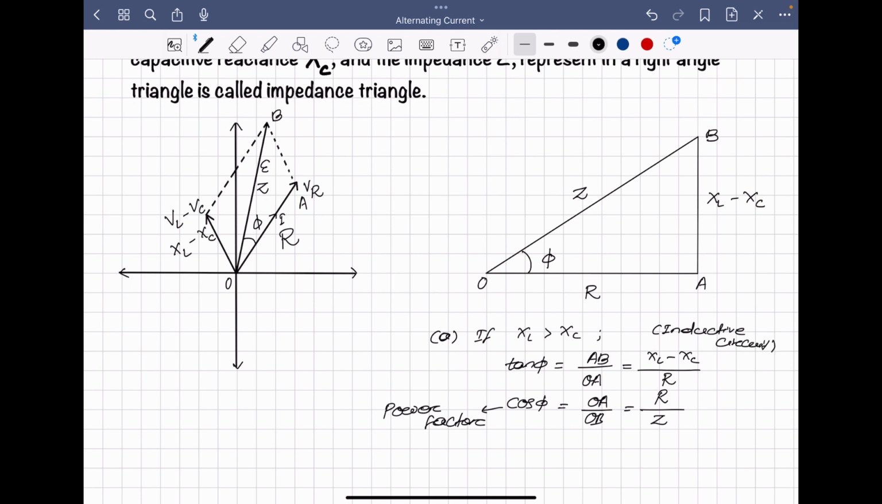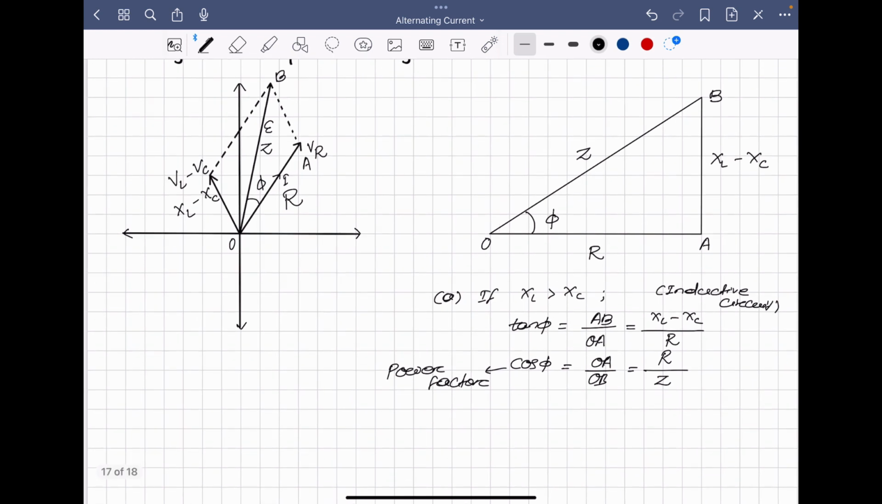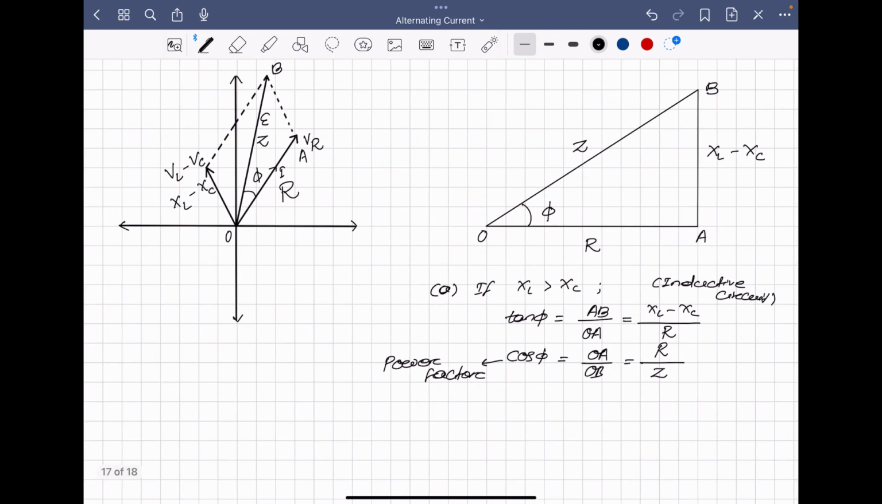And you can see here the current lags behind the EMF. Current is here, EMF is here. So current lags behind the EMF. Then if XL is less than XC, then what do you get here? If XL is less than XC, or you can also say VL is less than VC, then you get a phasor in the LCR circuit just along this direction.